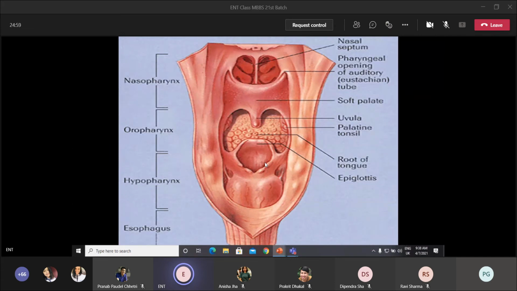Okay, so this is the cut section of the pharyngeal area. Okay, from posterior part has been cut, and so you can see the inner aspects. So nasopharynx, you can see the nasal septum, and then the turbinates, okay, up till the soft palate. From there up till the upper part of epiglottis is oropharynx, and hypopharynx is below that. Below that is hypopharynx, and below the hypopharynx is esophagus.